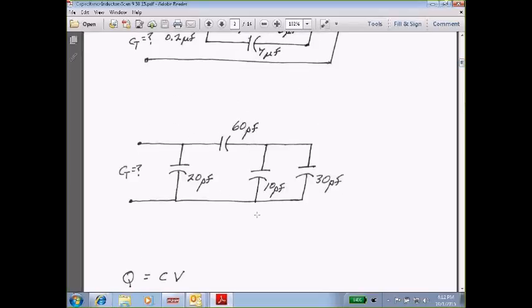And this one down here, starting out here, I've got 10 in parallel with 30. So we'd add those, that's 40, in series with 60. Product over sum. 40 times 60, that's 2,400, divided by 40 plus 60, that's 100. 2,400 divided by 100 would give me 24. And then that 24 is in parallel with the 20. So we'd simply add them together, giving me 44, and it's picofarads this time. Everything is picofarads.